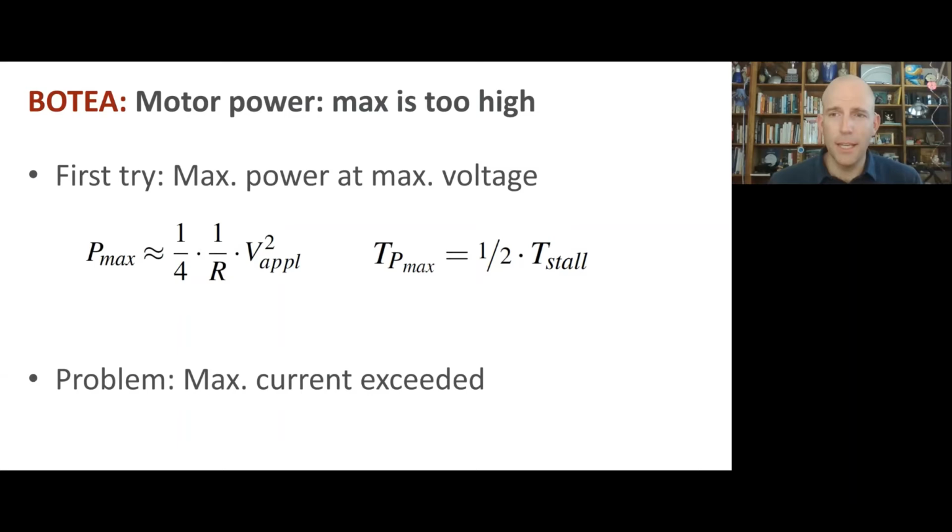Now, the problem is that if we go through this, as we saw in our motor operating point selection flowchart, we need to check to make sure that we won't overheat our motor. And in this case, if we pick 6 volts and we pick the maximum power operating point at that voltage, we're going to have current that will overheat our motor before the 3 minutes is up. So we need to go back and try something different.